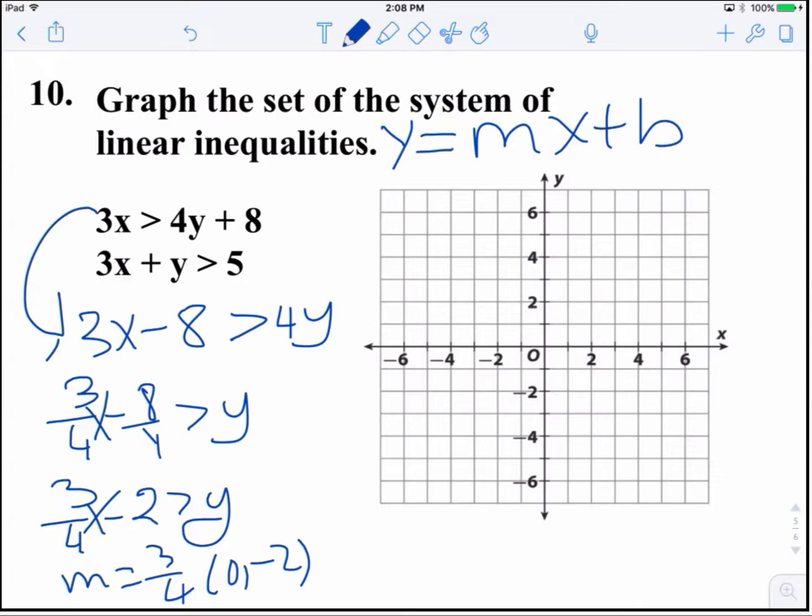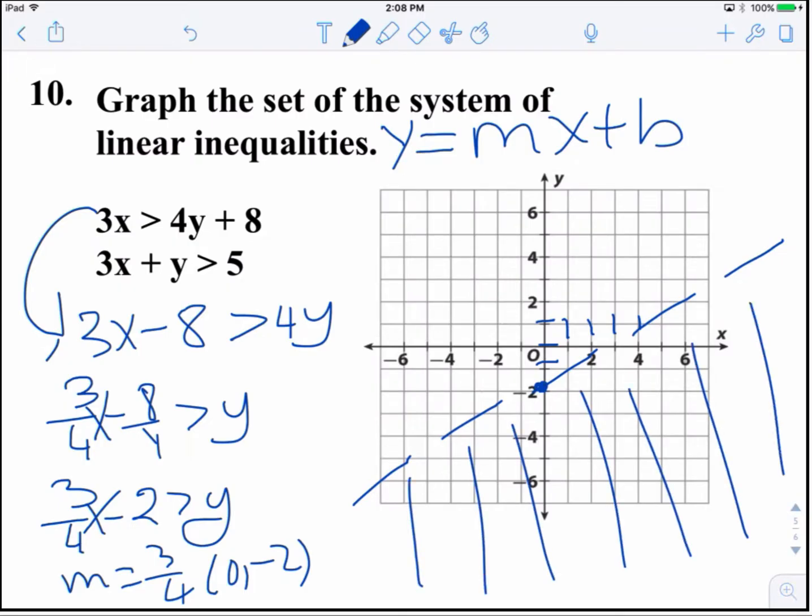So let's start from (0, negative 2) here on our graph, and we go up 1, 2, 3 and right 1, 2, 3, 4. And now we have our graph, and since it's greater than, we have our dotted line, right? And it's less than, so we shade in below the graph. Can I go through?